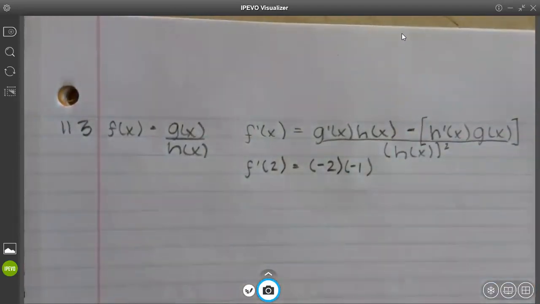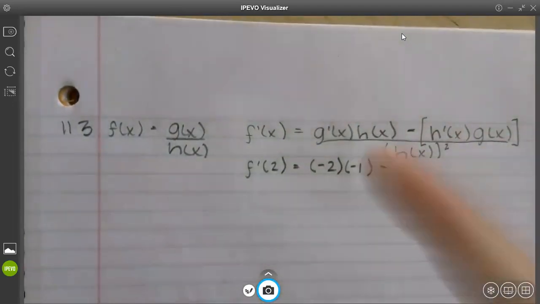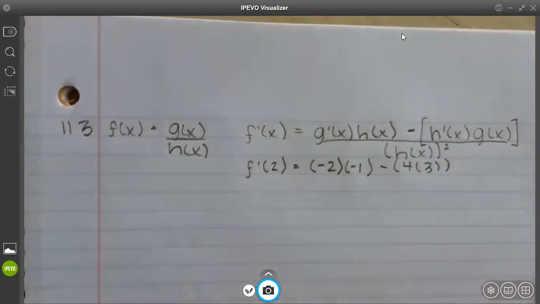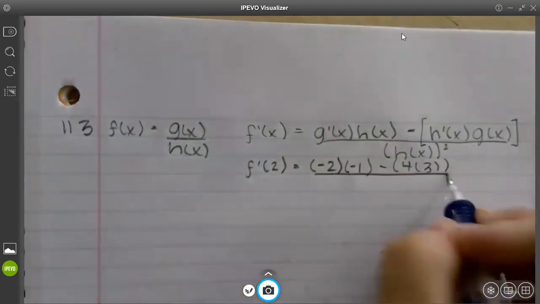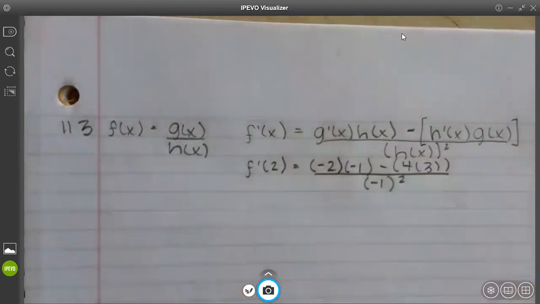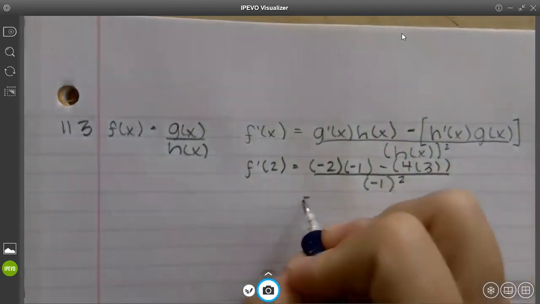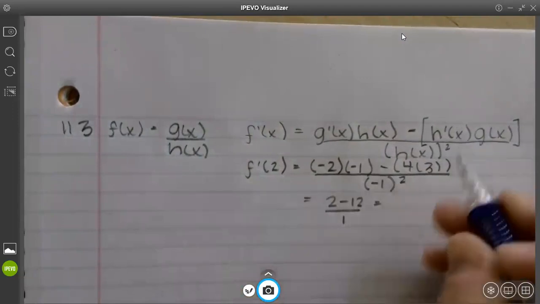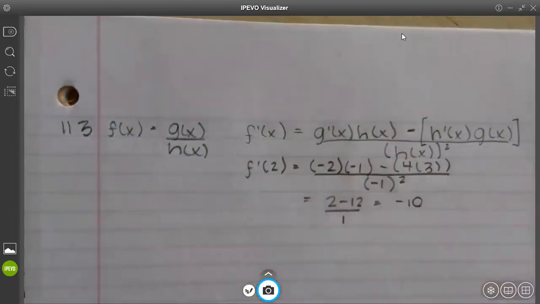And h of 2 they gave you was -1, unless I switched those when I wrote them down. And then 4 and 3. And again, h of x was -1 squared. This gives you 2 minus 12 over 1, or -10.